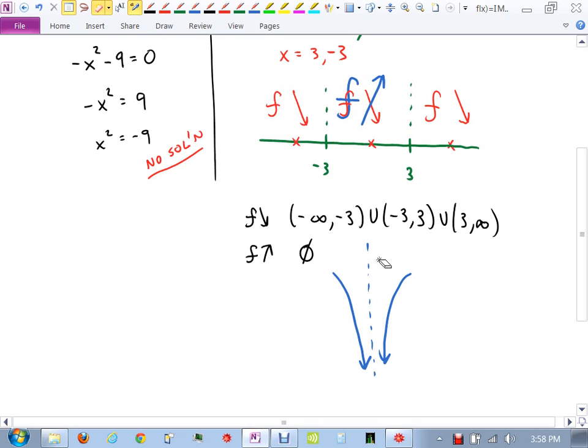Pardon me? Well, there's only one vertical asymptote, and from one side it goes down, and the other side it goes down towards it also. They both explode negatively, I guess you could say. They get very large negative as they approach that.